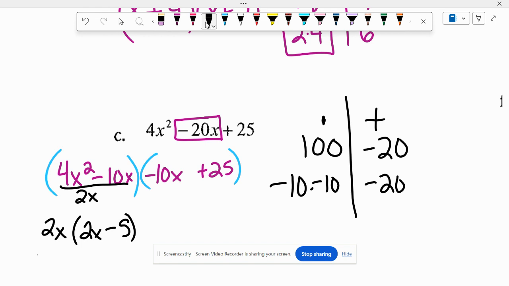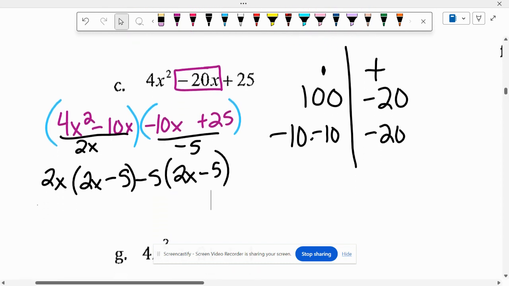I don't ever want my leading term negative. If I take out a positive 5, I'm going to have a negative 2x. When your first term is negative, you want to take out a negative. So let's take out a negative 5. Negative 10x divided by negative 5 is a positive 2x. And a positive 25 divided by a negative 5 is a negative 5.